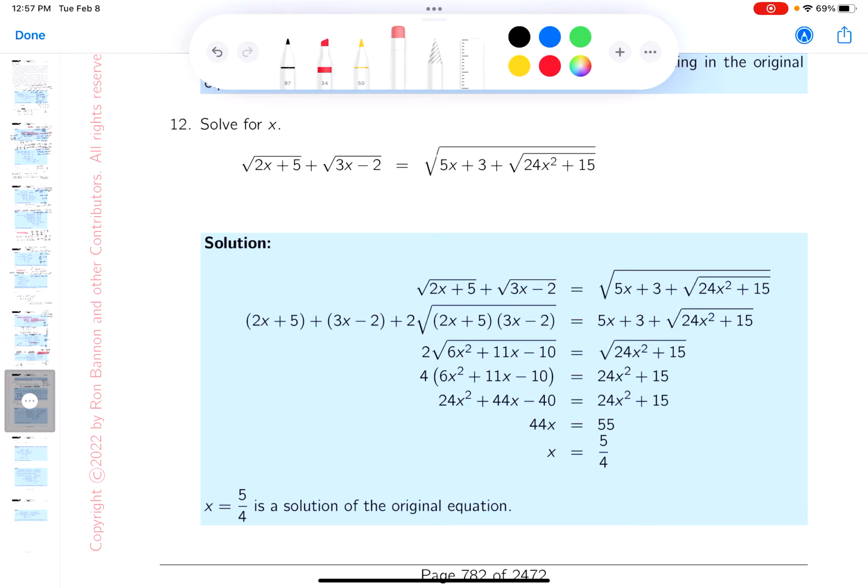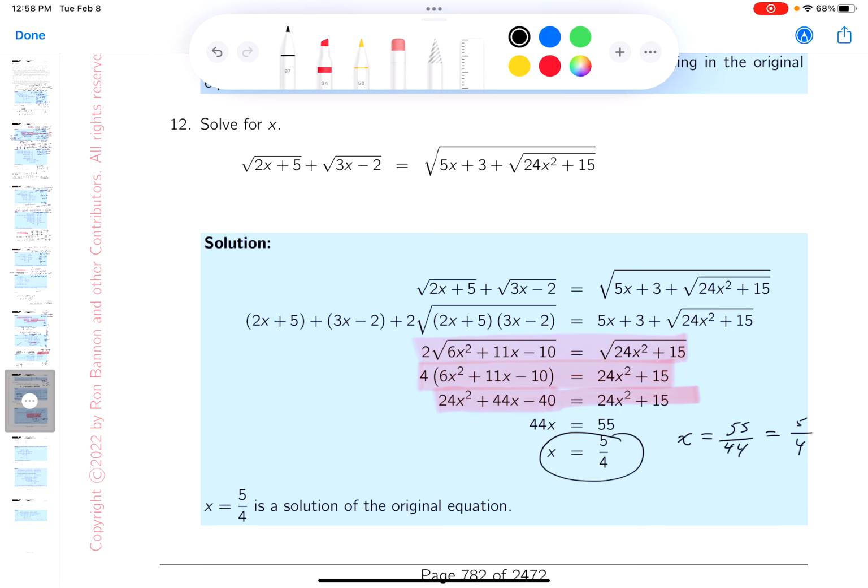All right? Then what did I do? It looks like I squared both sides. Relatively simple. I took this, I squared both sides, and I get this. And then I multiplied it out. Relatively simple. 24x squared, 44x minus 40 equals 24x squared plus 15. Subtract 24x squared from both sides. And then let's see what else you do. I guess you'd add 40 to both sides, 55. Looks relatively simple. And then divide both sides by 44. All right, let me write that down for you. X equals 55 over 44. Divide top and bottom by 11, you get 5/4.